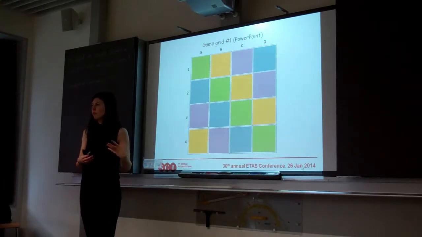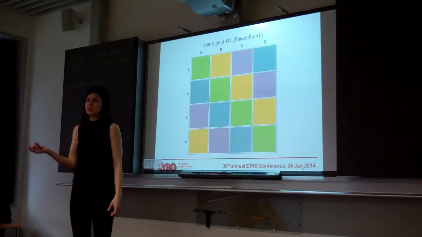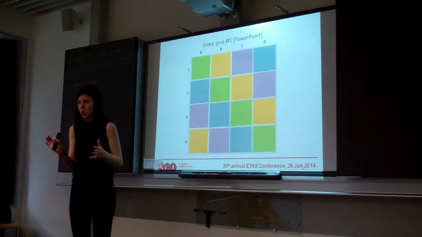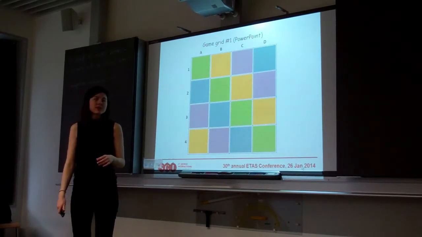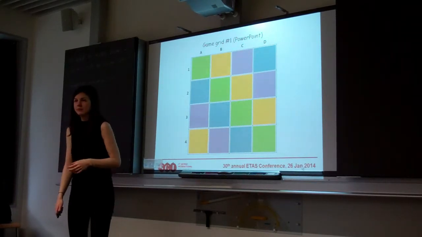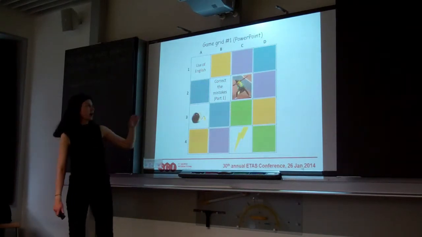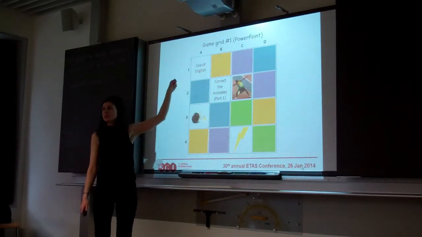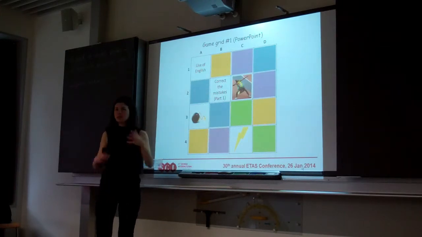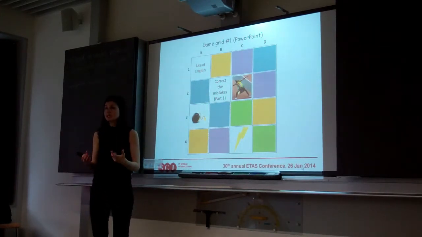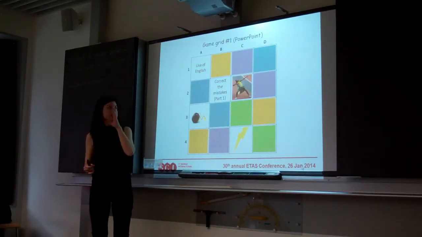Which, when I use PowerPoint, means just physically clicking and deleting the square. Which is a little bit awkward. There is a low-tech version, which I'm going to show you. But the stuff that's behind the squares, I did this with a CAE class as an example. Behind one of the squares was a use of English task. Behind another one was some mistakes to correct. And behind certain squares, there were special things.